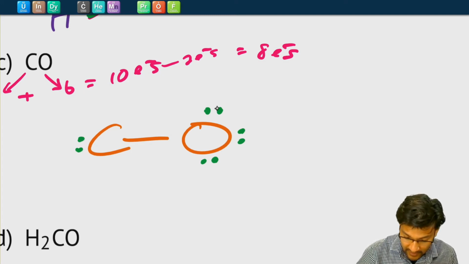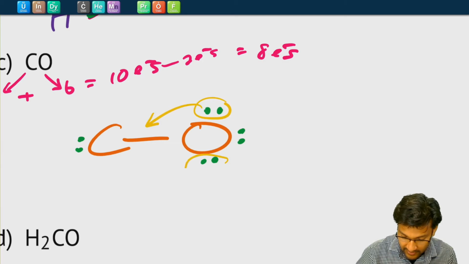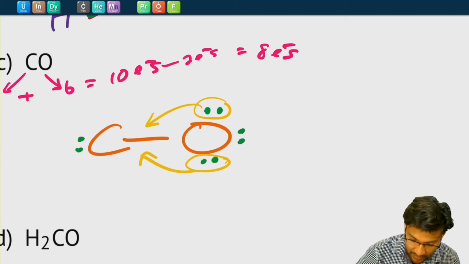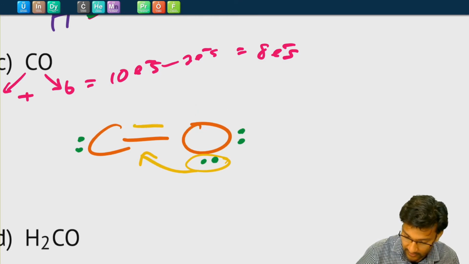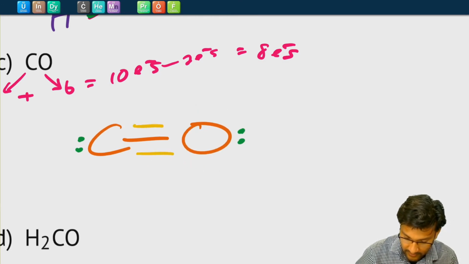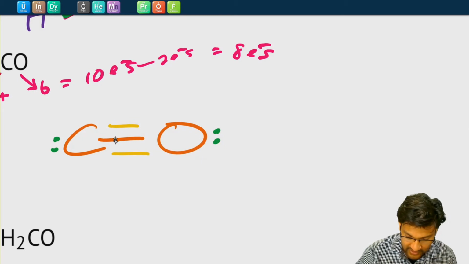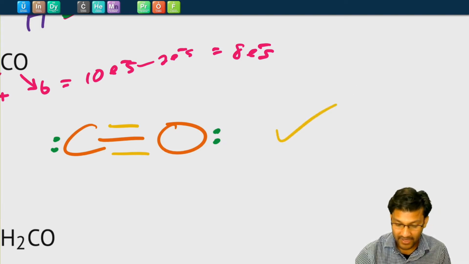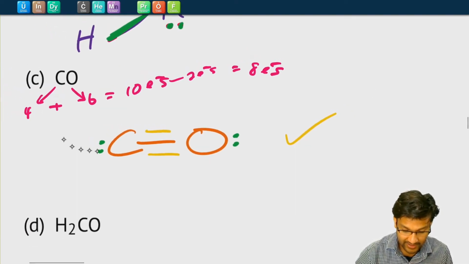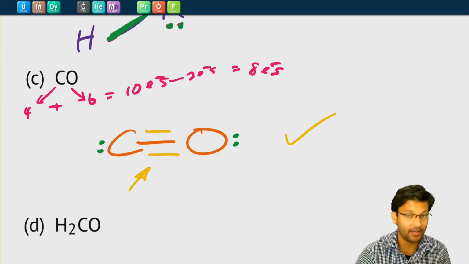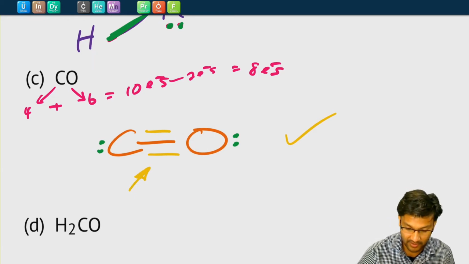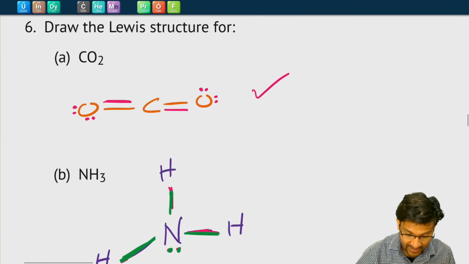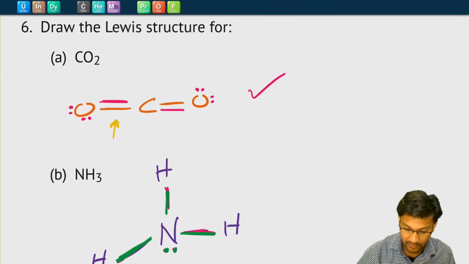So what if carbon borrows these 2 and these 2 and they're shared, right? So then what would happen is these 2 become a bond, these 2 become a bond, and so carbon now has 2, 4, 6 from the bonds and 2 over here, 8. Oxygen has 2, 4, 6 from the bonds and 2 over here, 8. Everybody's happy. So there you have it. For carbon monoxide, it's actually a triple bond between the carbon and the oxygen, whereas for carbon dioxide, it's actually a double bond.